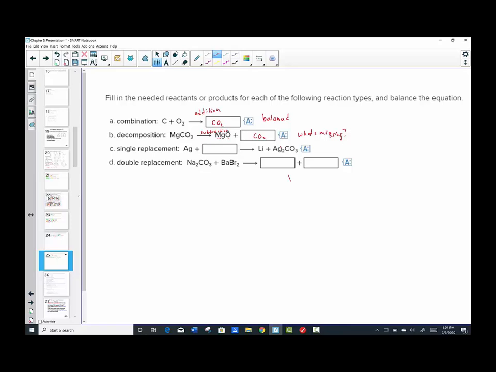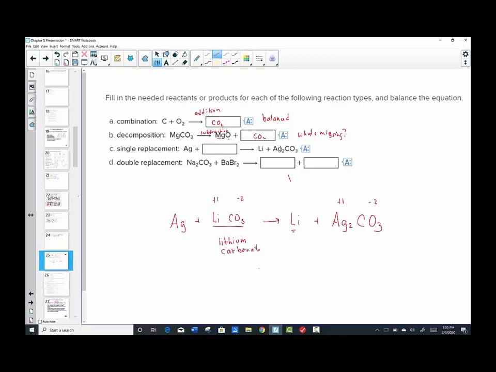How about a single replacement? All right, so let's figure. I've got silver and then something. And on this side, I have lithium and silver carbonate. Now, silver is a +1, carbonate's a -2. That's why we crisscrossed and got Ag2CO3. Well, what's missing over here? I have to have the element lithium because it's now by itself, and its original last name was carbonate. The name of the compound is lithium carbonate.